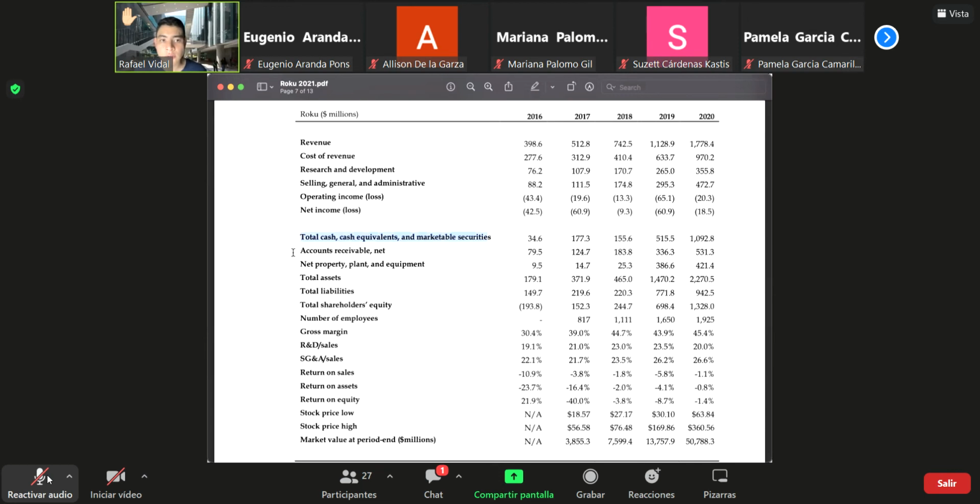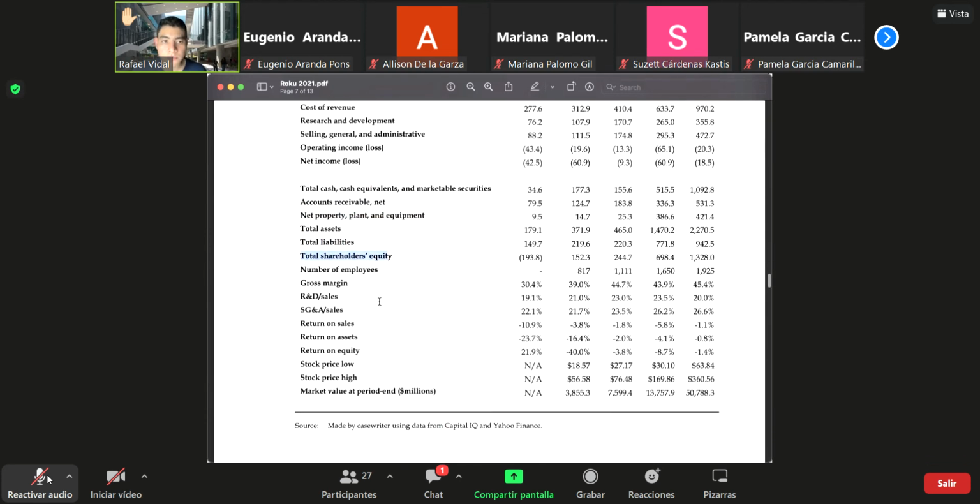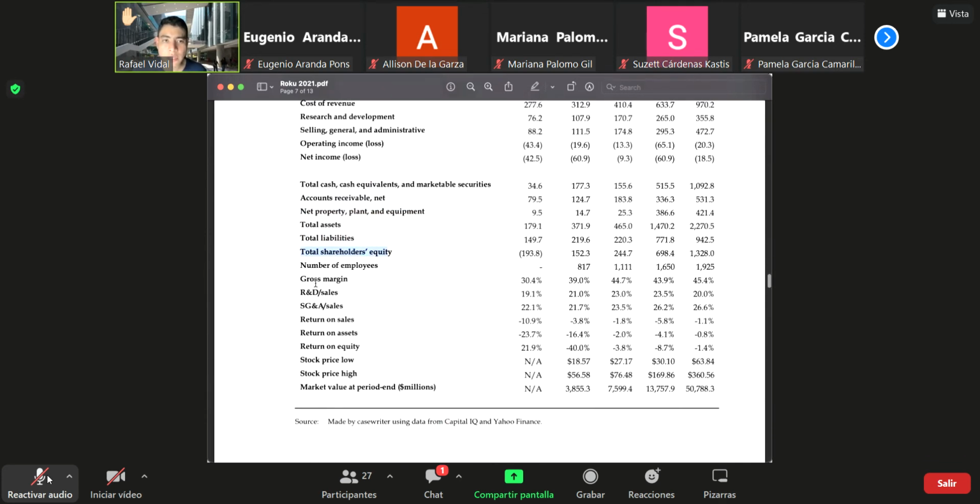Accounts receivable, that's the money that the customer owes to us. Net property, plant, and equipment, that's what we have. That's also part of our assets. Total assets, total liabilities, the money we owe to banks. Total shareholders' equity, the money from shareholders. We have number of employees, the gross margin.